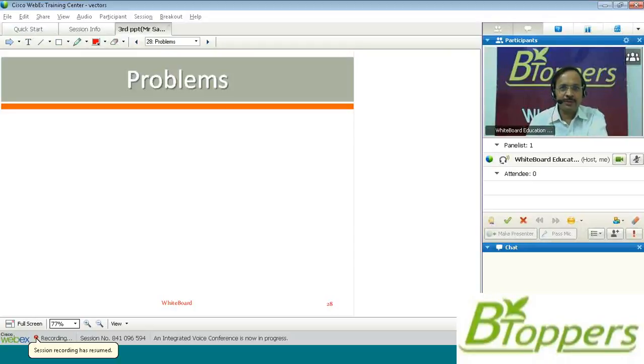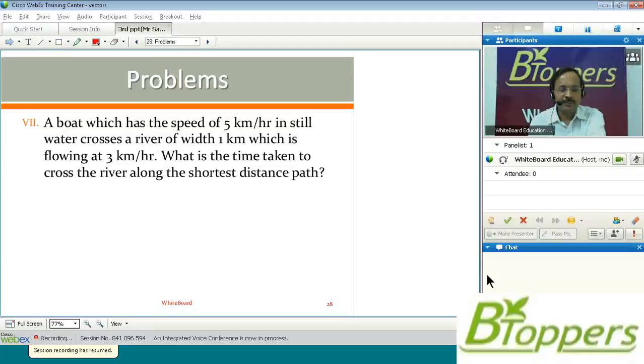So next I am going to discuss some problems based on the motion of the boat in the river, that is, boat crossing the river. You see the problem number 7.